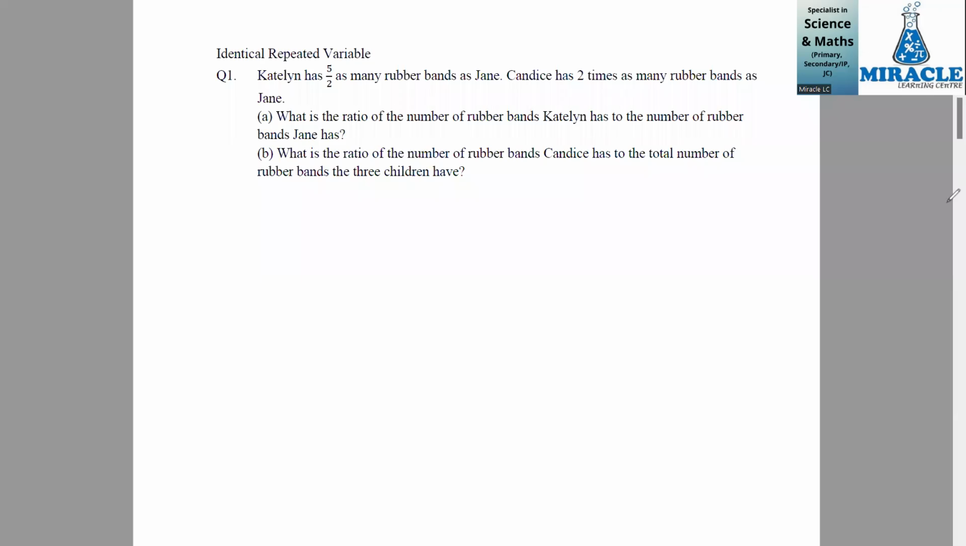Question 1. Caitlin has 5 over 2 as many rubber bands as Jane. So we can say that Caitlin has 5 units and Jane has 2 units. Candice has 2 times as many rubber bands as Jane.